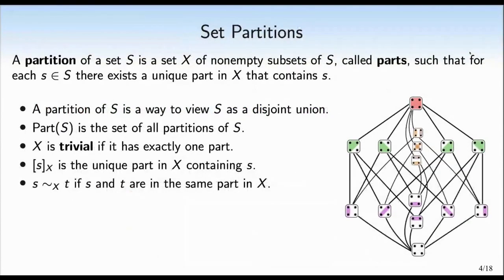All right, here's some background math. Set partitions. A partition of a set S is a set X of non-empty subsets of S called parts, such that for each element of S, there exists a unique part in X that contains that element. You can basically view this as a way to view S as a disjoint union. I'm expecting this slide to mostly be background. So we'll write part S for the set of all partitions of S. We'll say that a partition is trivial if it has exactly one part. We'll use this bracket notation to denote the unique part that contains an element. So this is like the equivalence class of a given element. And we will use this tilde notation to say that two elements are in the same part.